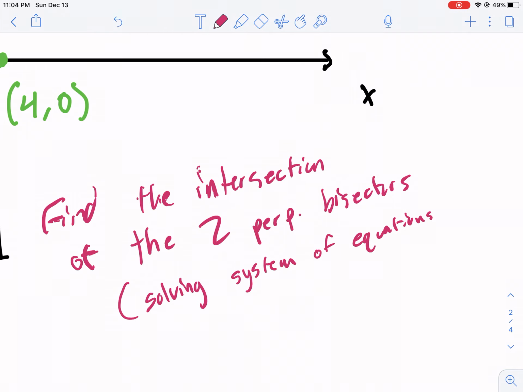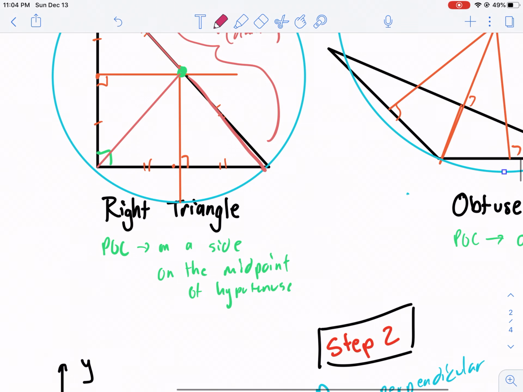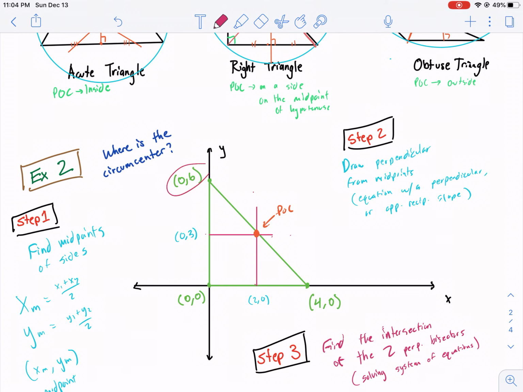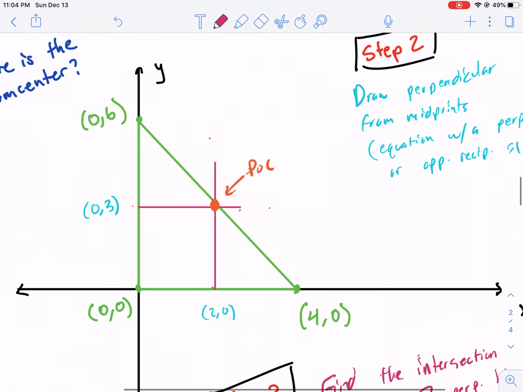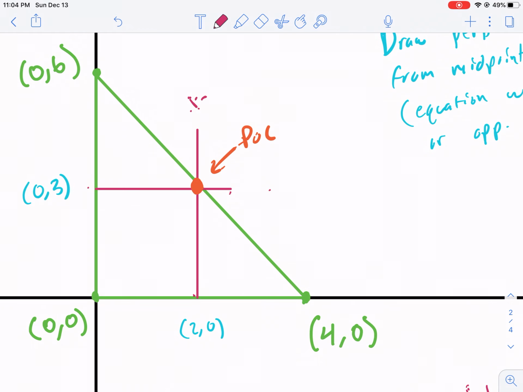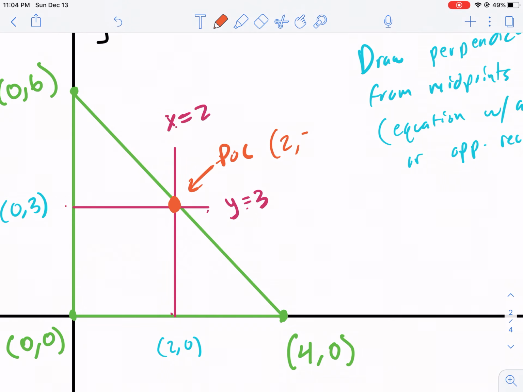Now, why is it very easy? Because we found out earlier that for right triangles, it's on the midpoint of the hypotenuse. So one thing to do is just use the midpoint of these 2 points, which I'll try to show in just a second. But I want to show that this line right here is the perpendicular line. It's a vertical slope, so it's in the form of x equals 2. This is a horizontal line, so it's in the form of y equals 3. And so obviously our POC is going to be at 2, 3.